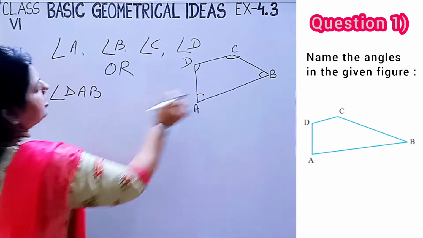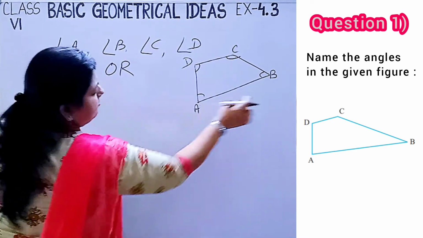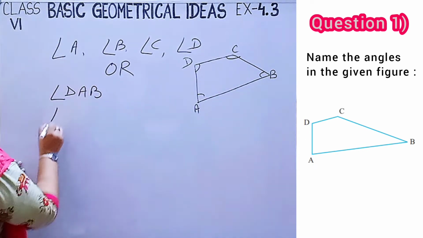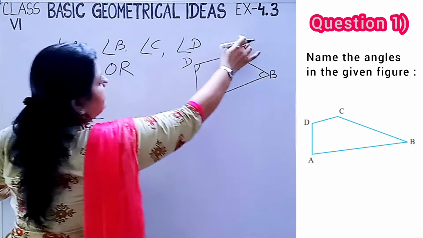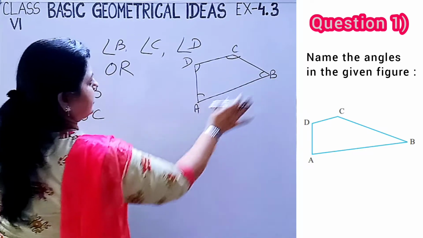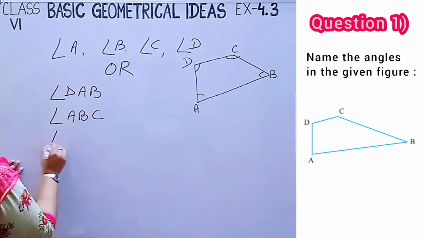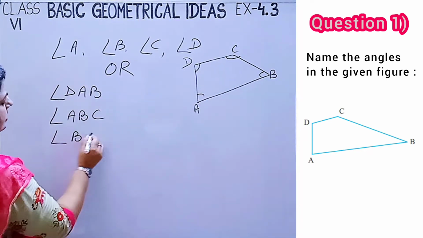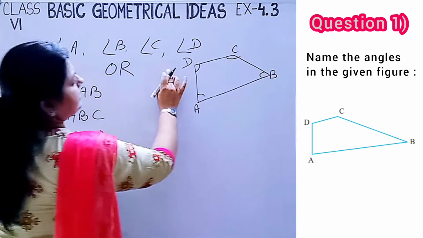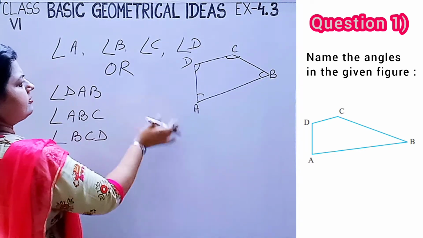Now coming to angle B. So angle B, angle ABC or CBA. Both are correct. Now name of this one: angle BCD or DCB. So we can write down the angles in other way also.